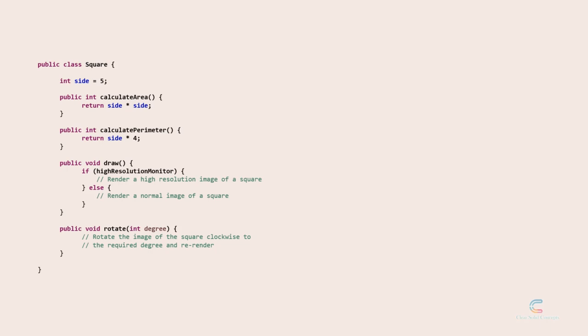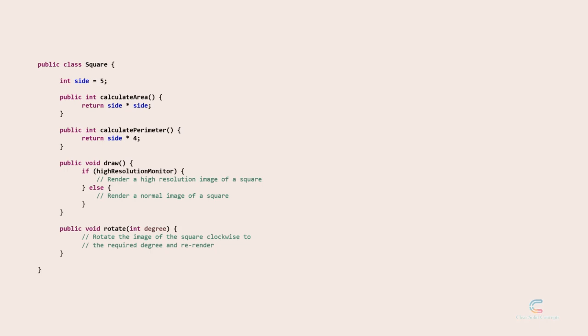The calculate area and calculate perimeter functions do exactly what they're supposed to do. They calculate the area and perimeter of a square given the length of its side. The draw function renders the image of the square on the display. It has multiple code flows depending on what type of display is being used. The rotate function rotates the image of the square and re-renders it on the display.